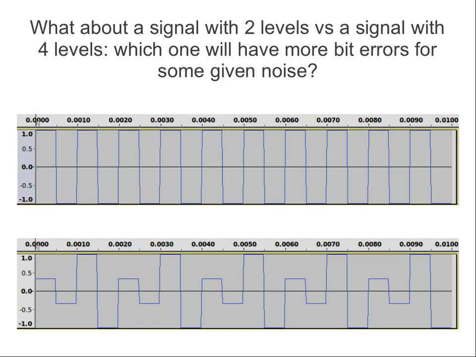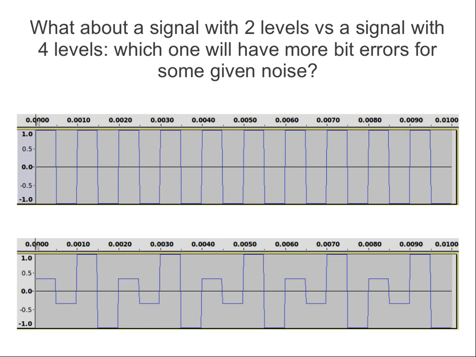Receive -0.1. Which one is it closest to? Now we're closer to level 2. Okay, -0.1, closer to level 2. Therefore assume level 2 was transmitted, bit 1 was transmitted. The receiver thinks bit 1 was transmitted. There's our bit error. Bit 0 was transmitted, bit 1 is received. That's wrong. That's what we don't want to happen.